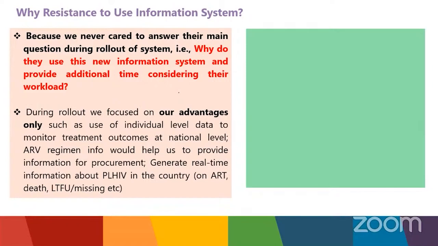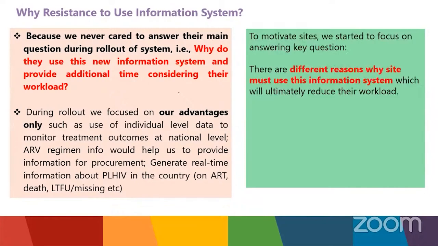During rollout, we focused only on our advantages at the federal level, such as use of individual level data to monitor treatment outcomes at national level. ARV regimen information would help us provide information for procurement and generate real-time information about PLHIV in the country. But we never cared why they should use this information system.